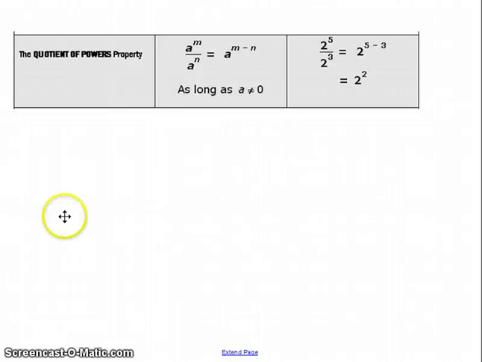Hello Algebra 2. This video lesson is the second part of the discussion of the properties of exponents. And it all comes, as you know from the previous video, from chapter 6.1. We'll kick off where we left off.